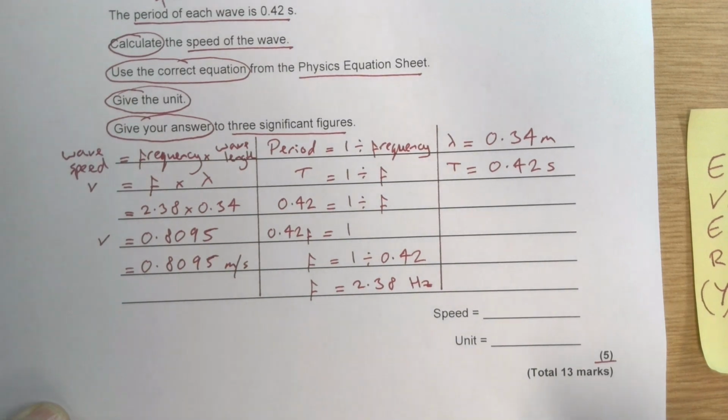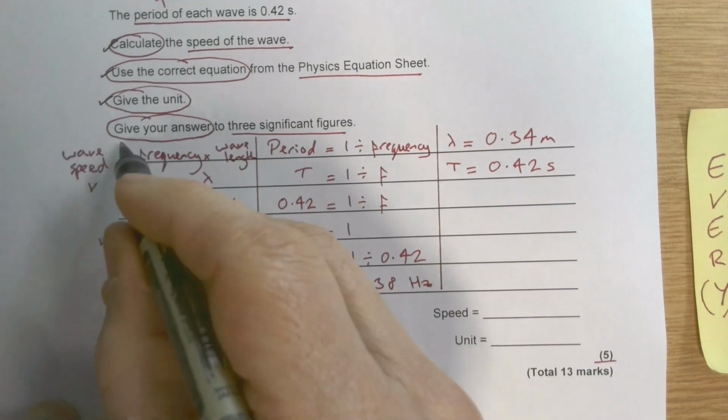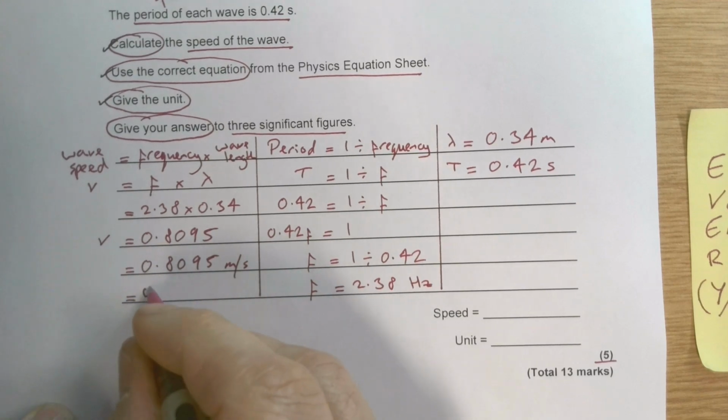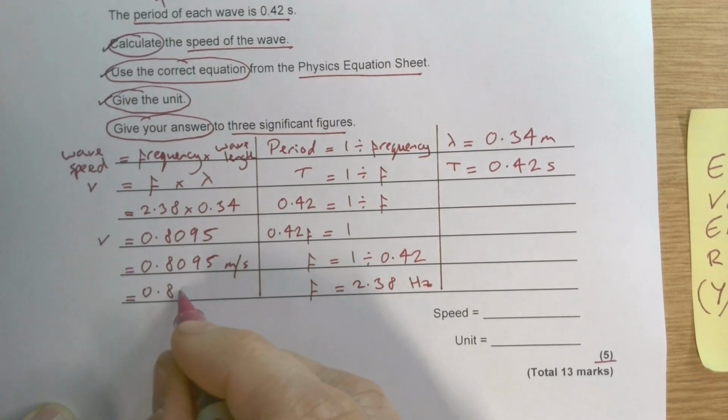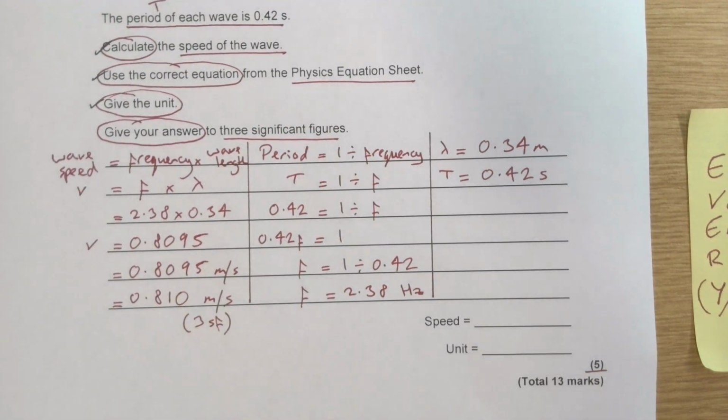I'm just going to go through and check, have I done everything I need to do, because there's lots. I've calculated wave speed, yes. Correct equation, yes. Give the unit, yes. Give my answer to 3 significant figures, I haven't done that yet. So let me make sure I do that. 3 SF would be 0.810 meters per second. Okay, so quite a difficult, complex equation. I would probably go back through and check that all again.